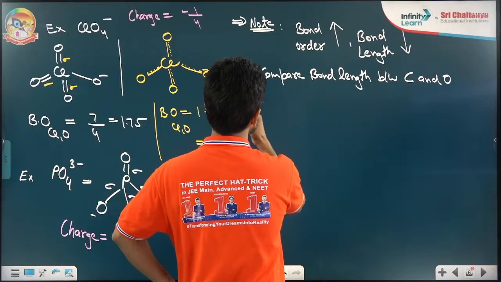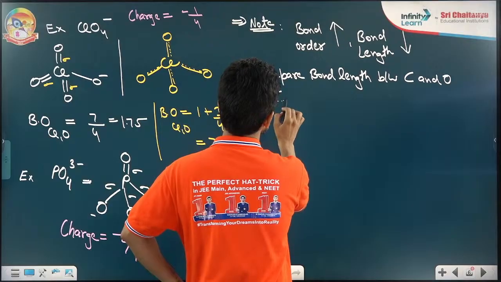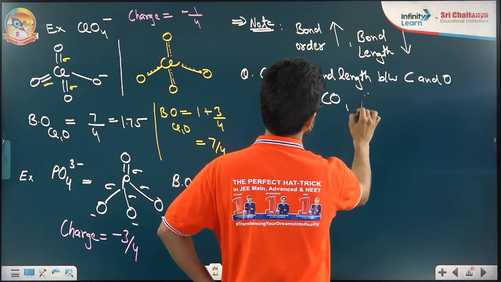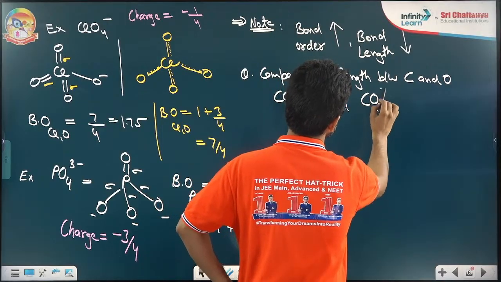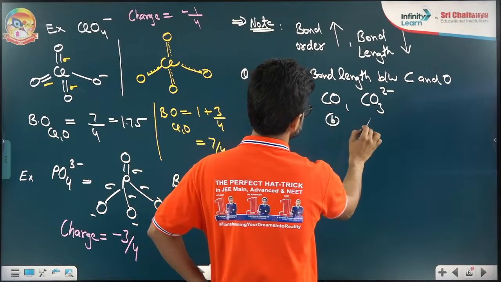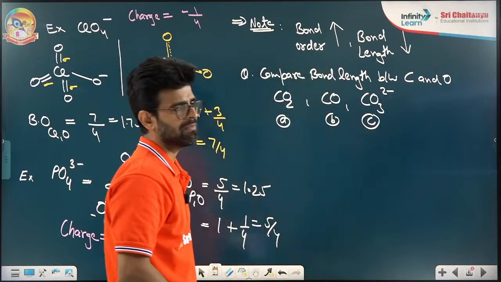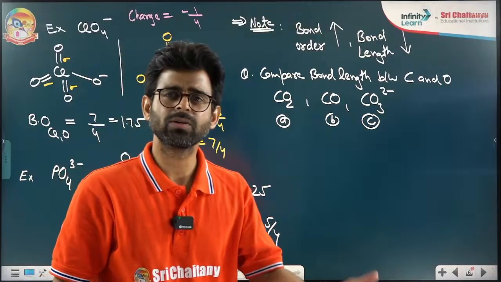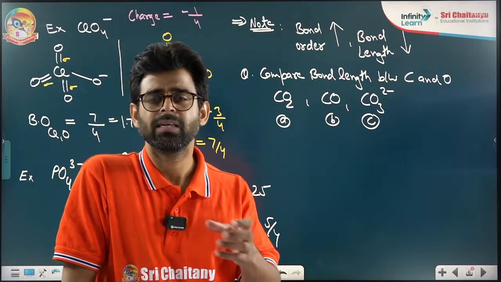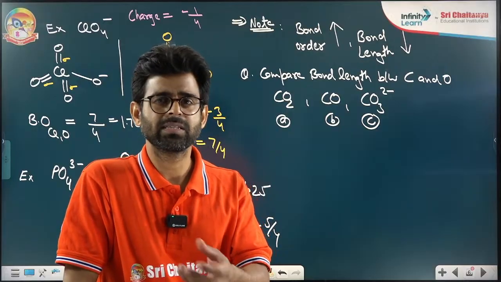So I'm taking examples, bache. One example is CO2 here. One example is CO and one example is CO3 2 minus. I'm calling it A, B, and C. Give me the increasing order of bond length, meaning smaller bond length first. Which one is there, A or B or C?